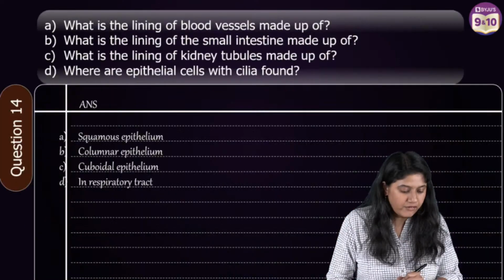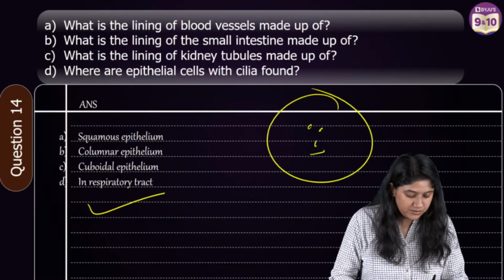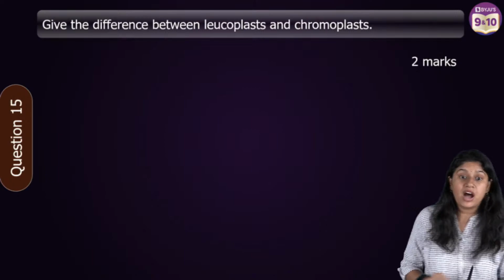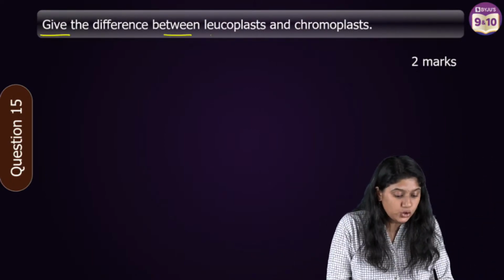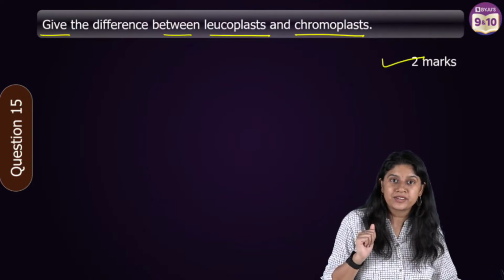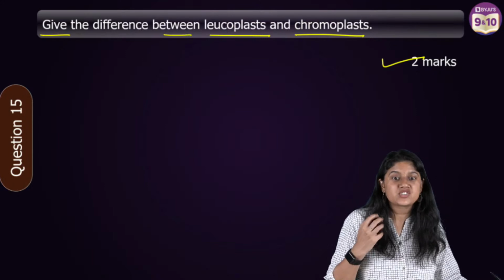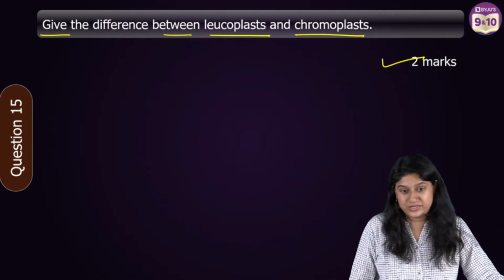Okay. So here we have the easy question, everyone. Done with this. Question number 15. Halfway through, everyone, we have halfway more to go. Give the difference between the leucoplast and the chromoplast, for 2 marks. We have just discussed it, right? Yes, we just discussed it. Very good, Bani, very good.